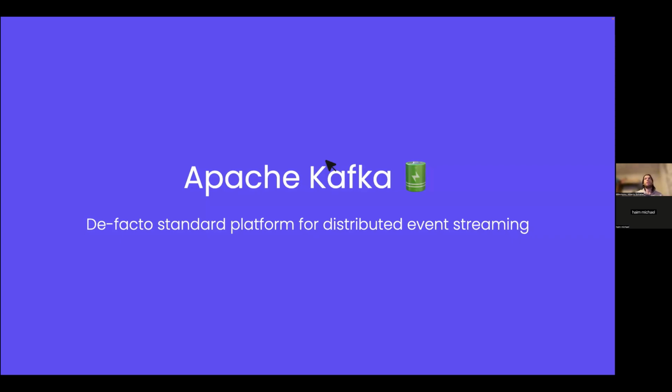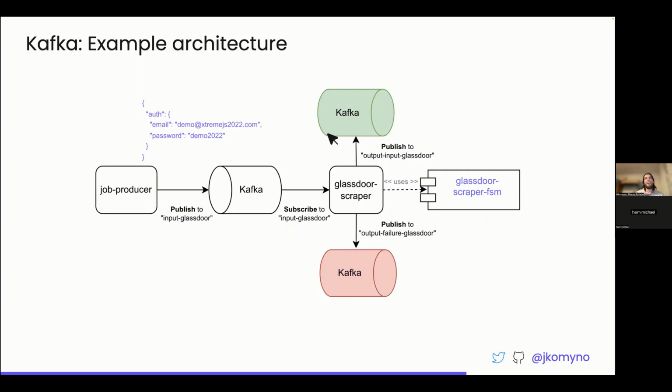All right, this is what we need to know about XState. Of course, there is much more, but let's take a brief look at Apache Kafka. So first, let's start with how that should look like in our system architecture. We start with some sort of producer here. This is like a scraper job producer. It provides some credentials to access Glassdoor, and it publishes them to a Kafka broker. In particular, we publish them and we categorize it as input Glassdoor.